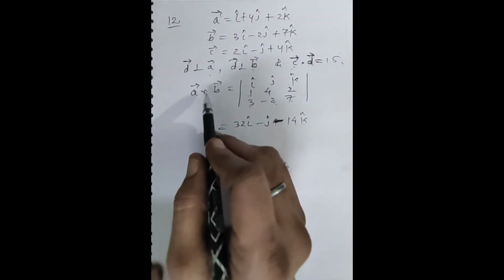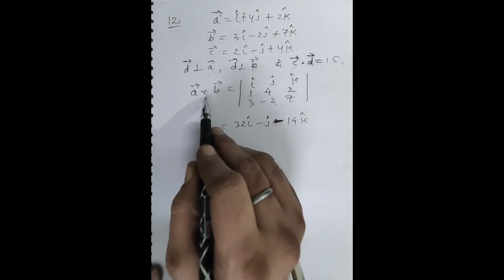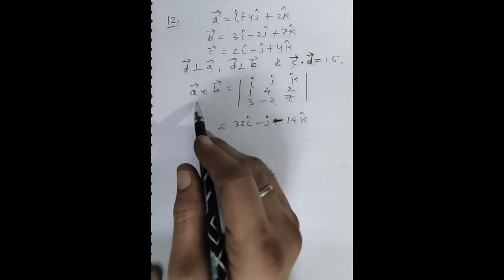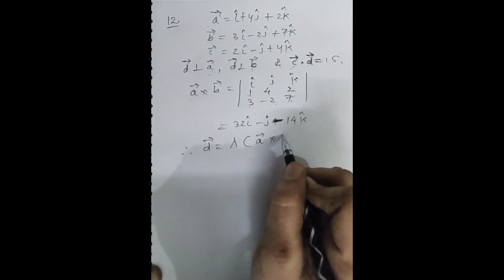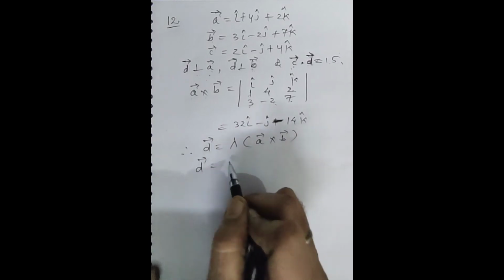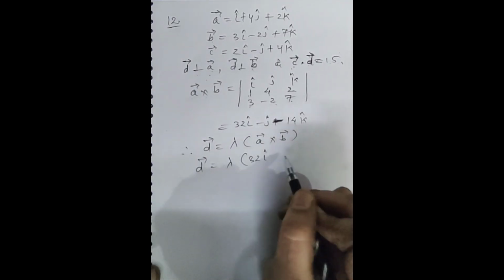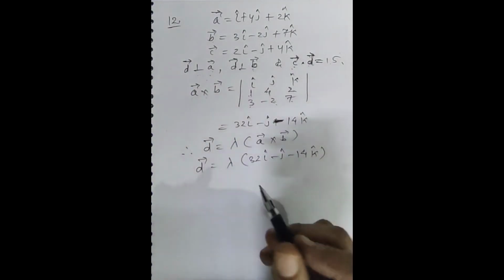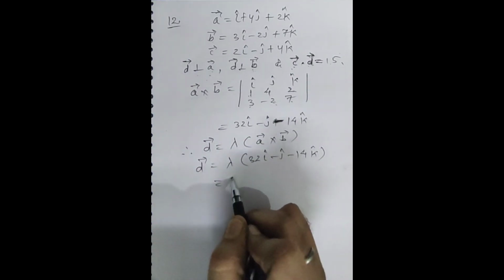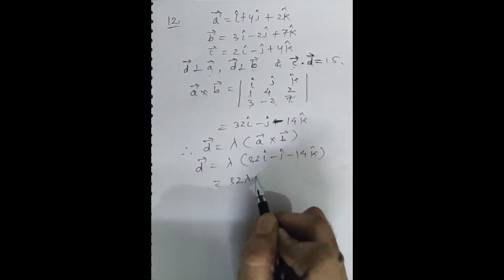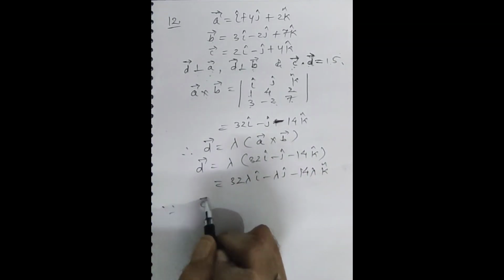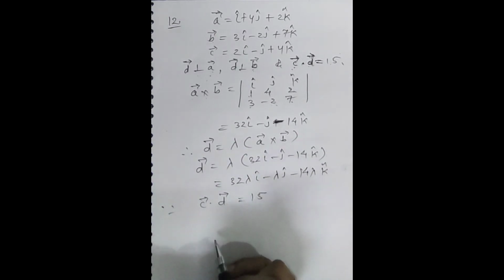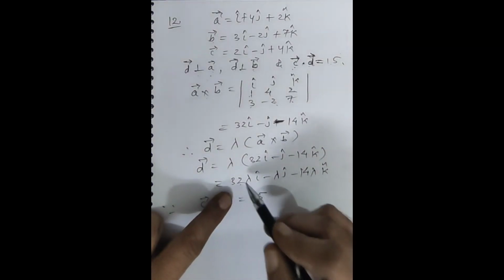Now we are given d is perpendicular to a and b both, means it is along a cross b, or we can say it is collinear or parallel with a cross b. So therefore we can write d is lambda a cross b. Putting the value of a cross b, 32i minus j minus 14k, we get d in terms of lambda. Also we are given its dot product with c, so d is 32 lambda i minus lambda j minus 14 lambda k. Now dot product, since c dot d is given 15, this dot product can directly be taken as the product of their components.